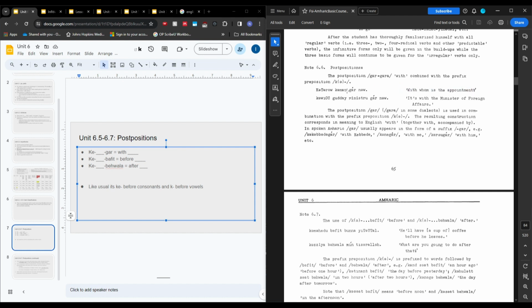The textbook just gave a million examples, but you could just do ke and then a word and then God with anything. So like ke isu God, with him. Ke mekina God, with the car. Ke seit God, with the girl. You can put basically anything inside of that and it'll make it with that person.